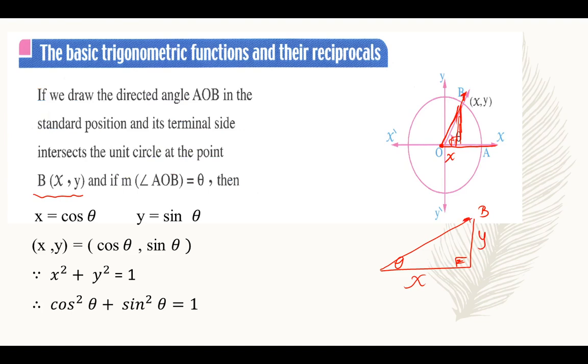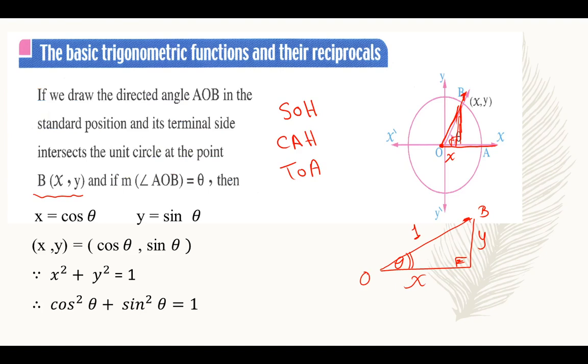Okay, so let's talk about cosine theta. Here the hypotenuse OB, this is the radius of the unit circle, which is equal to 1. So what about sine theta and cosine theta? We all know that sine theta equals opposite over hypotenuse and cosine theta equals adjacent over hypotenuse, or you can remember it by SOH CAH TOA, which means sine equals opposite over hypotenuse, cosine equals adjacent over hypotenuse, and tan equals opposite over adjacent.